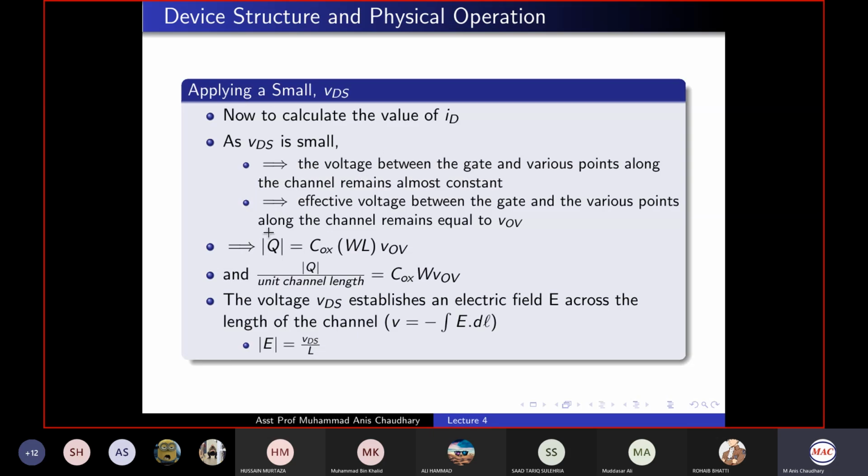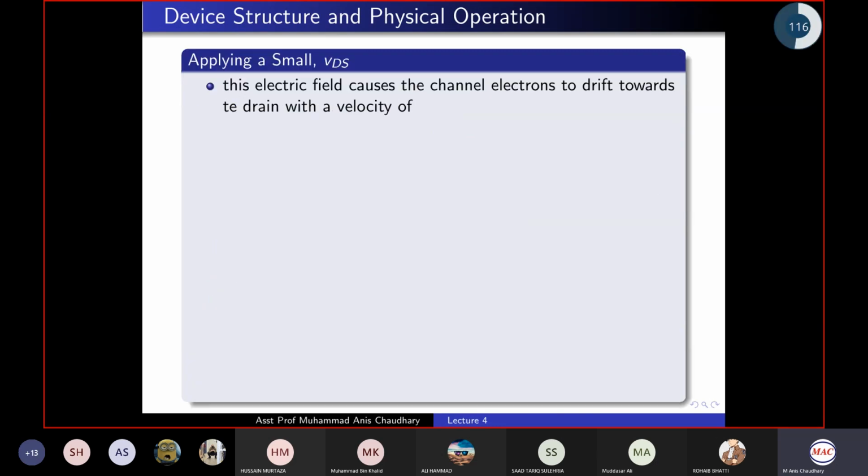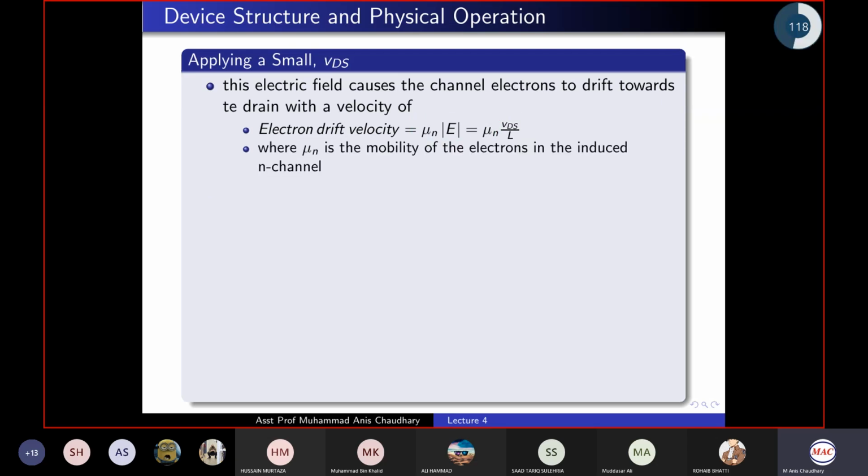Note that here we are talking about magnitudes everywhere. We are talking about just magnitudes because we already know the direction of ID. Since electrons are traveling from source to drain, the direction of ID is from drain to source. So electron drift velocity can be defined as mu n times this electric field, and for the electric field we have already established that the electric field can be written as VDS divided by L. So now we can write the current.